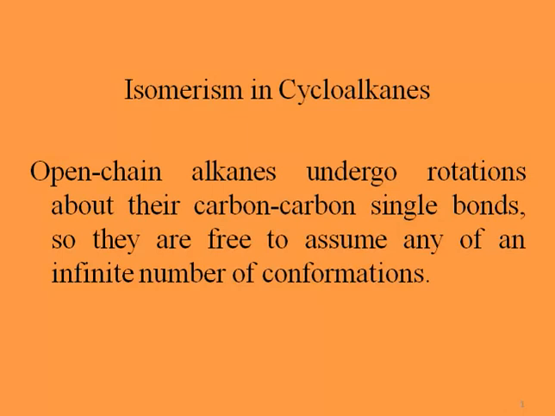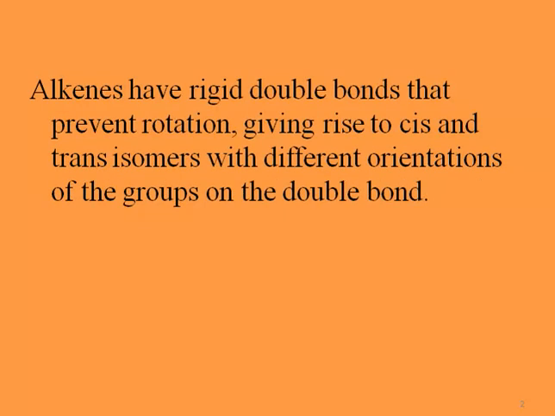So the theta, as you saw earlier, was changing from 0 to 60. It can assume any kind of theta. On the other hand, we had alkenes. Alkenes have rigid double bonds that prevent rotation, giving rise to cis and trans isomers. So we have two isomers, one called cis and the other called trans: isomers with different orientations of the groups on the double bond.